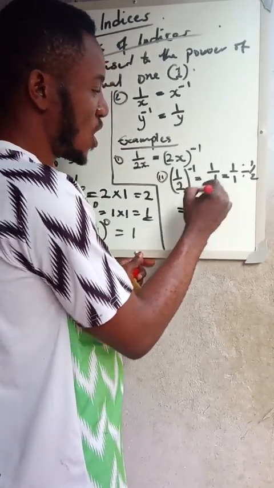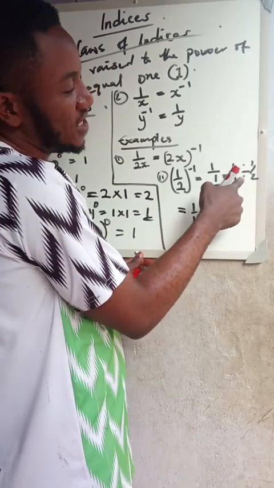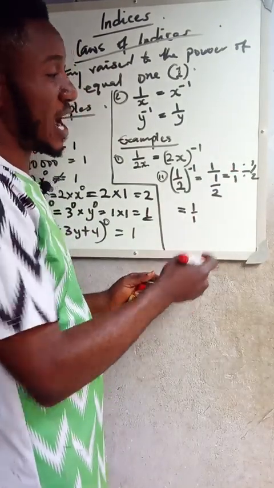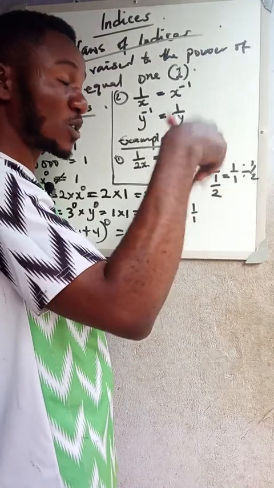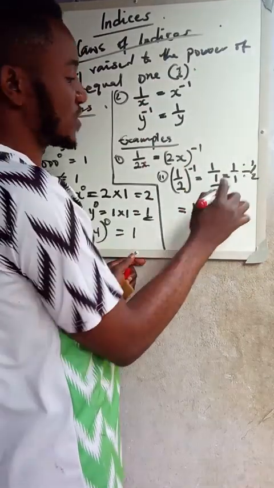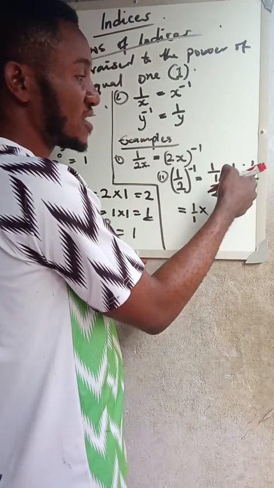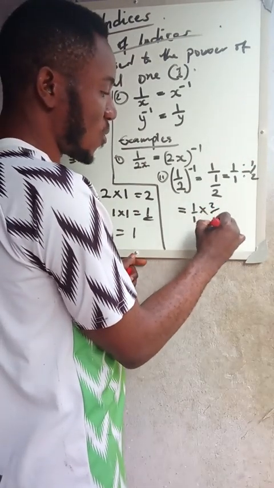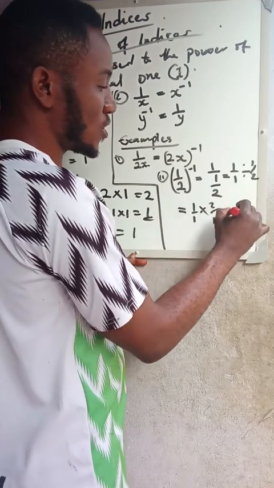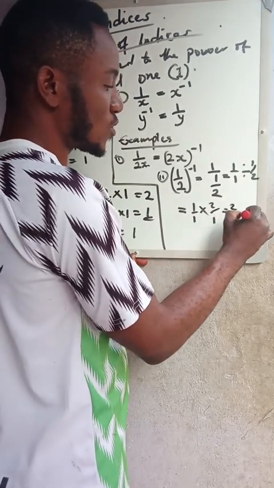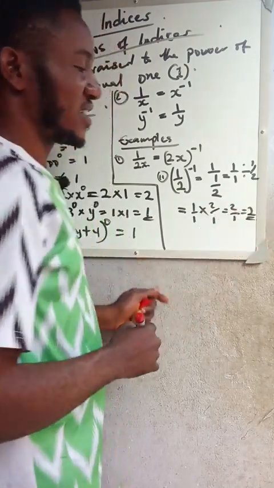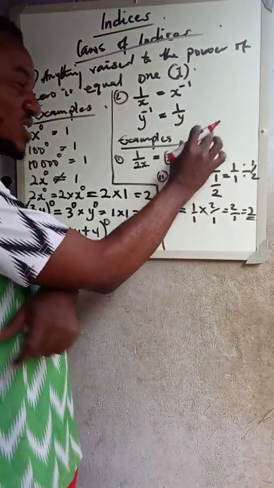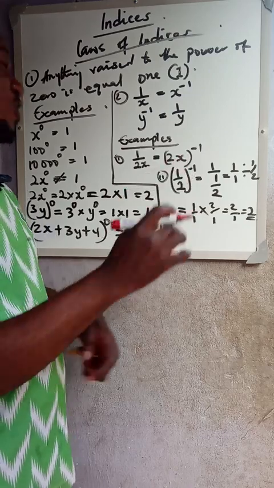Now it is equal to 1 over 1. You know that this division will change to multiplication. And when you change to multiplication, the divisor will turn upside down. This is the divisor, so it becomes times 2 over 1. Which is now equal to 1 times 2 is 2, and 1 times 1 is 1. So my answer is equal to 2. Do you understand? Yes. So this is how the second law functions.